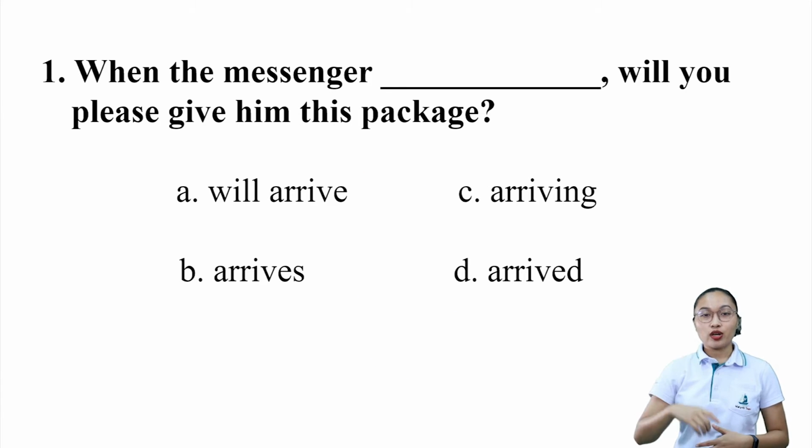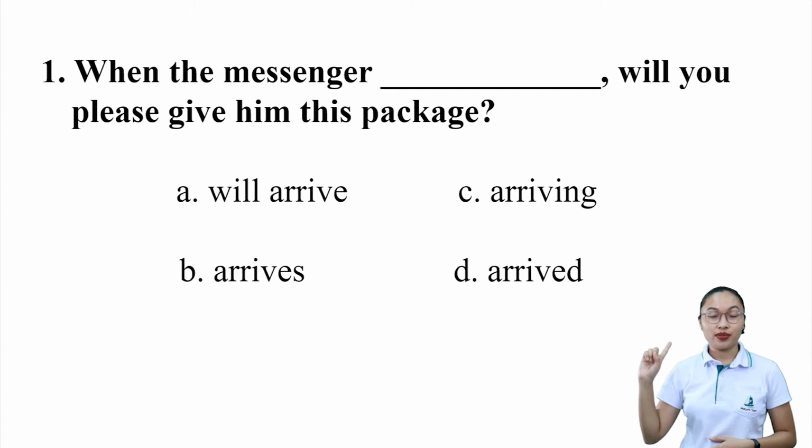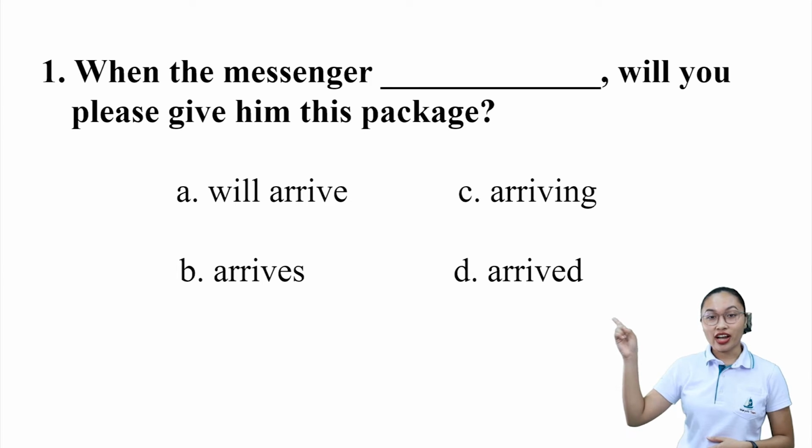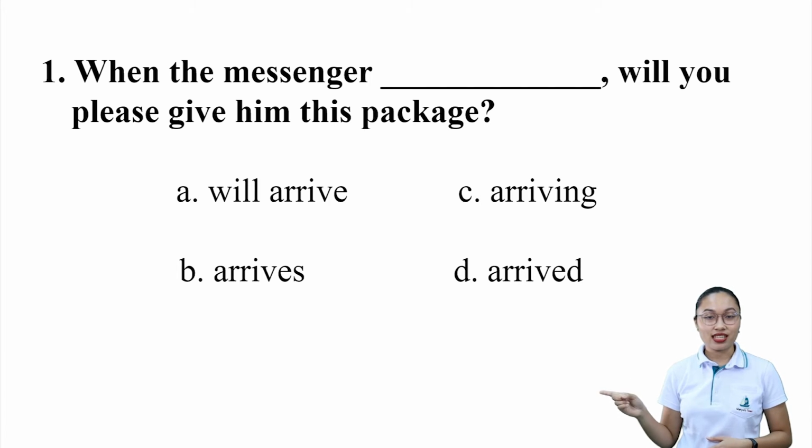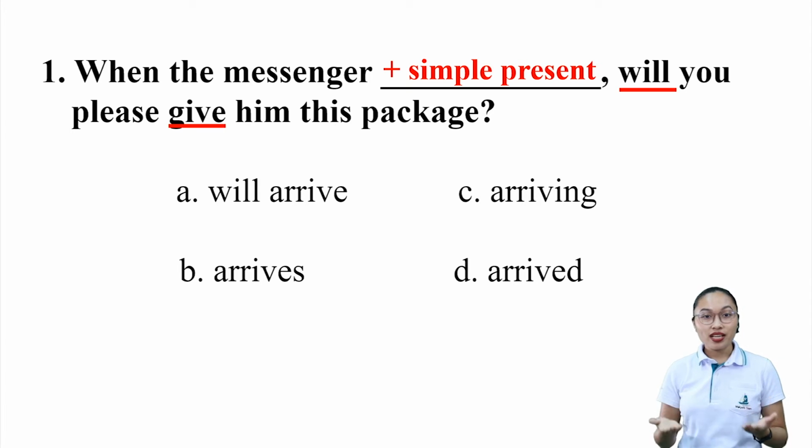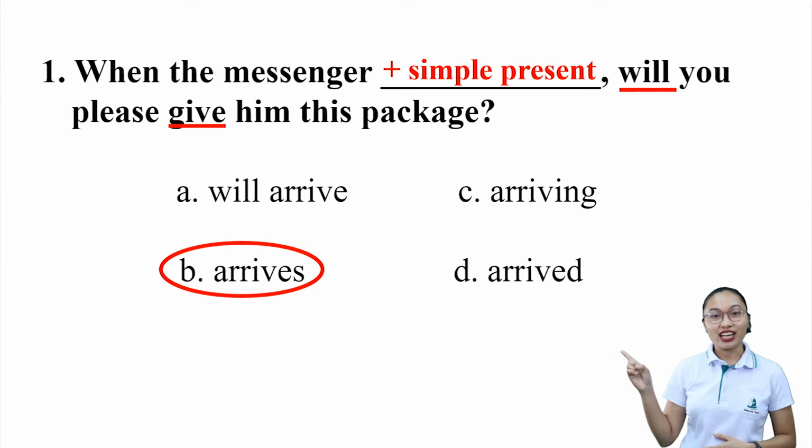Number 1. When the messenger blank, will you please give him this package? A, will arrive; B, arrives; C, arriving; or D, arrived. The main clause uses a future tense, will give, so in the time clause, we need a simple present. The present tense among the choices is letter B, arrives.